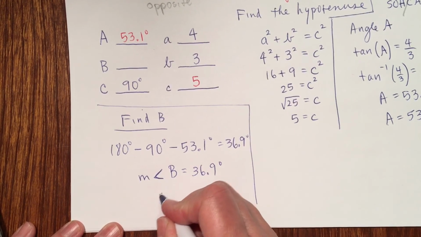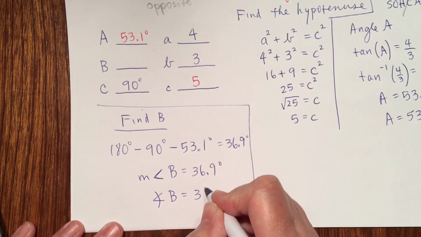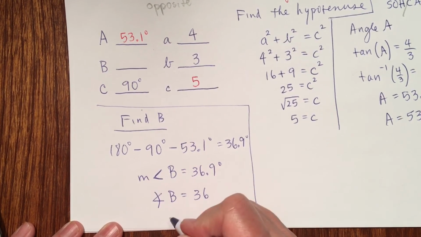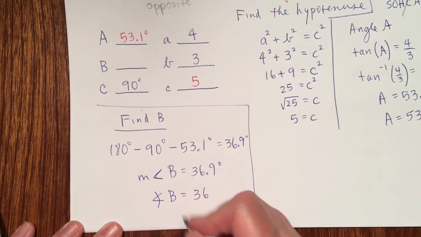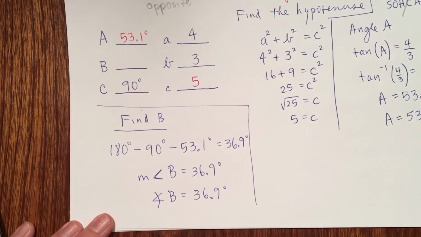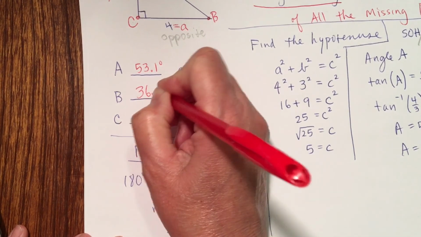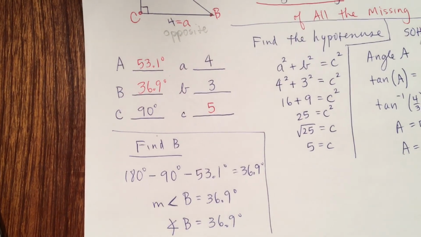I've also noticed some people might write it like this for the measure of angle B. The angle symbol with a little arc through it. Well, on my paper, let's go ahead and fill this in. Angle B is 36.9 degrees.